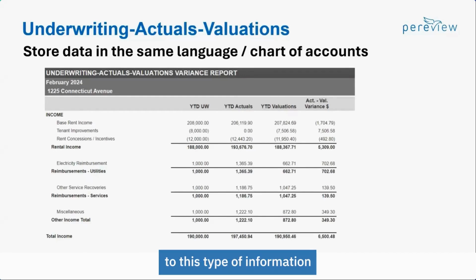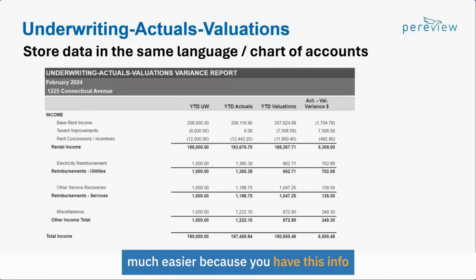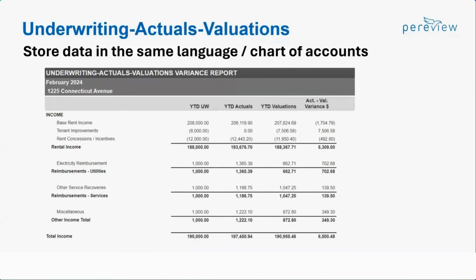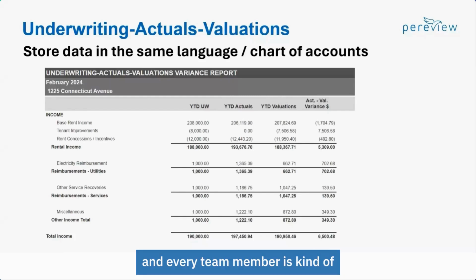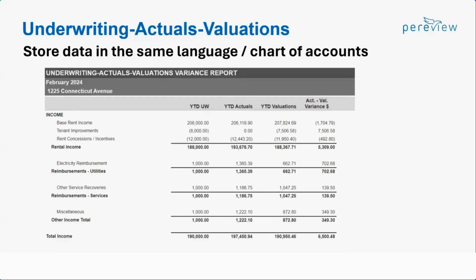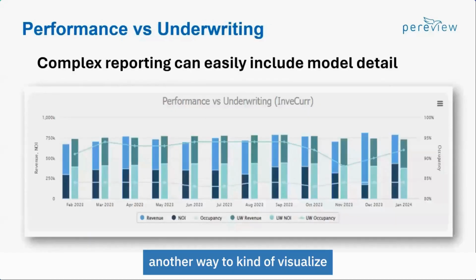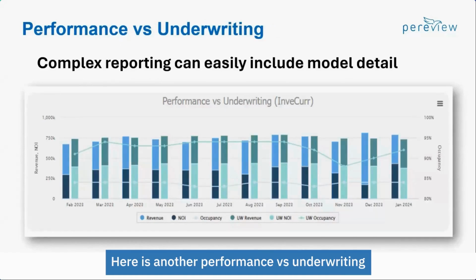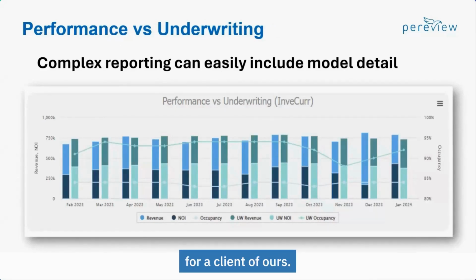Having access to this type of information makes those team meetings, whether it be pipeline, asset management, whatever, much easier because you have this info quickly at your fingertips, and every team member is singing off the same sheet of music, leading to consistency across teams. Here is another way to visualize this in graph form while also looking at the occupancy. It's another performance versus underwriting report that we put together for a client of ours.